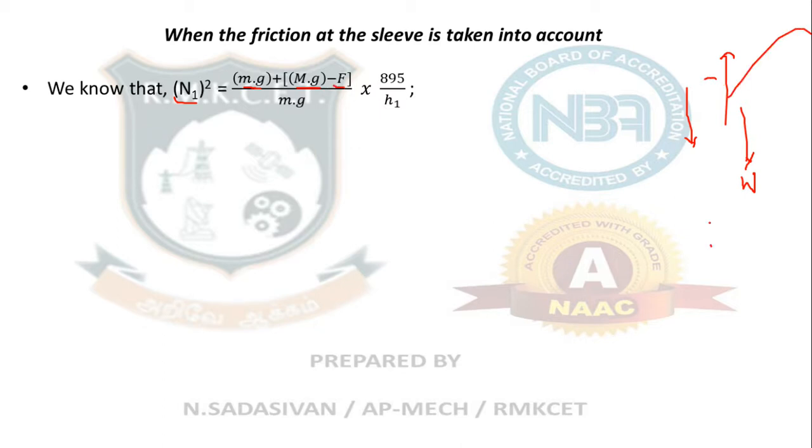For high speed case, sleeve will move up, friction will come down, which is along the weight direction. Therefore, I will put plus. Because friction always acts in the opposite direction to the sleeve movement. So therefore, n1 square is equal to small m into g plus capital M into g minus f, divided by m into g, into 895 by h1.